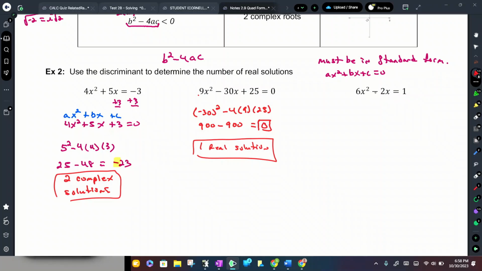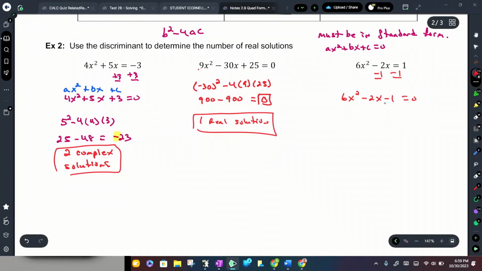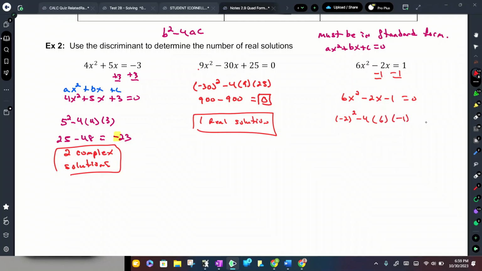So it's not in standard form. So I need to subtract 1 from both sides. And so we get 6x squared minus 2x minus 1. This is equal to 0. We're going to plug our values into our discriminant. Again, we have a negative 2, so that's our b value. We want to make sure we put that in parentheses in our calculator. Negative 2 squared minus 4 times 6 times negative 1.